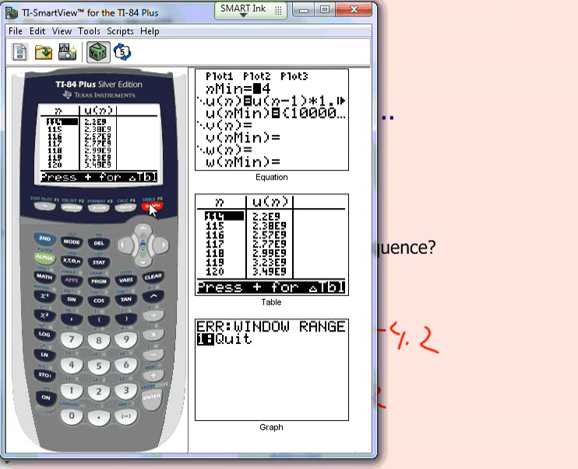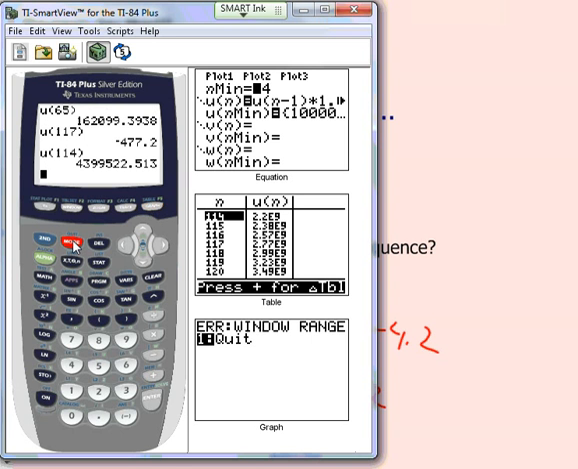All right, and again, I did this table thing, and now I can't read it because it's got E9 in it. I got to move the decimal over 9 spots. I might as well just go out of here and do it this way. U of parentheses 114.